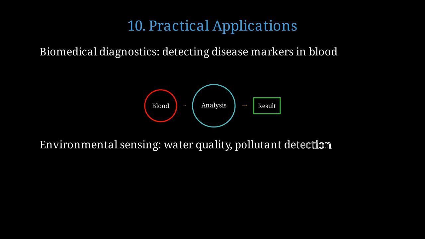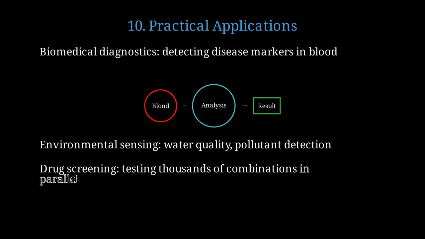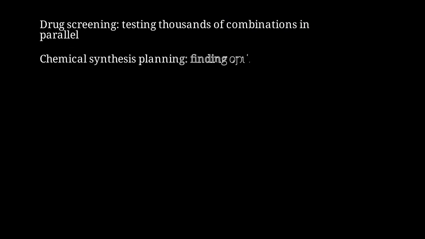Environmental sensing applications could deploy droplet networks to continuously monitor water quality and detect pollutants. Drug screening could test thousands of chemical combinations simultaneously in parallel droplet arrays, accelerating discovery. Chemical synthesis planning could use liquid processors to explore reaction pathways and optimize synthetic routes.